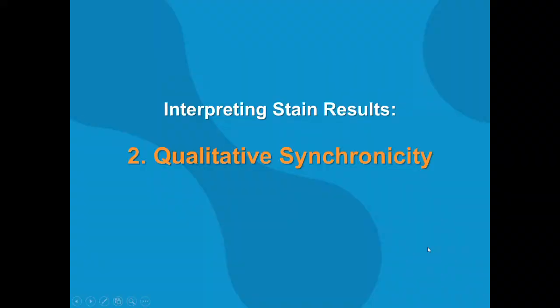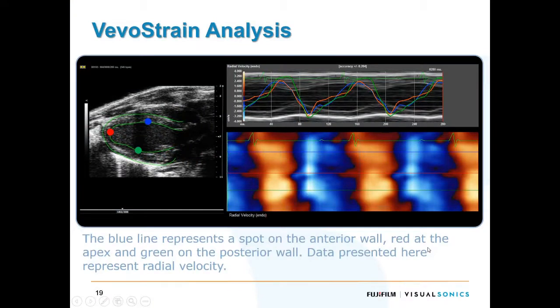Interpreting strain results, qualitative synchronicity. When we look at synchronicity on VevoStrain, what we're seeing is essentially a heat map of how the walls are moving. In this picture, we're looking at radial velocity, and we've chosen 3 points along the endocardium. The blue dot is on the anterior wall, the red at the apex, and the green dot is on the posterior wall. We've chosen only those 3 to look at throughout each cardiac cycle, and that's represented in this heat map below.